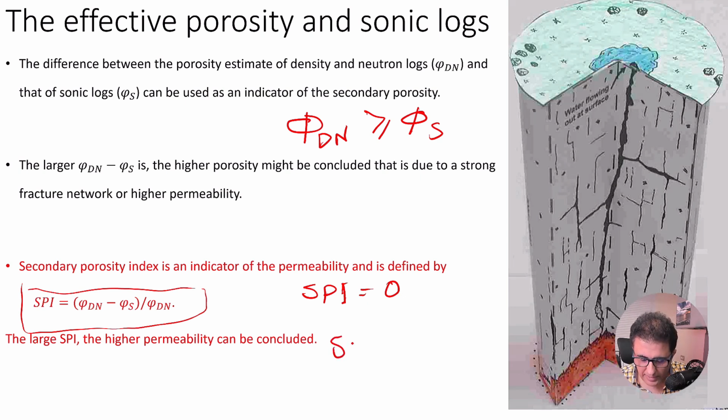But if, for example, SPI is equal to 50%, it means that 50% of the porosity of the formation comes from primary porosity, and 50% comes from fractures. So why is it important? Because in particular, when we talk about carbonate rocks, limestone, dolomite, the permeability is low in those formations. And if you have some fractures, fractures can enhance the permeability significantly, and as a result, we're going to have better production from the reservoir.